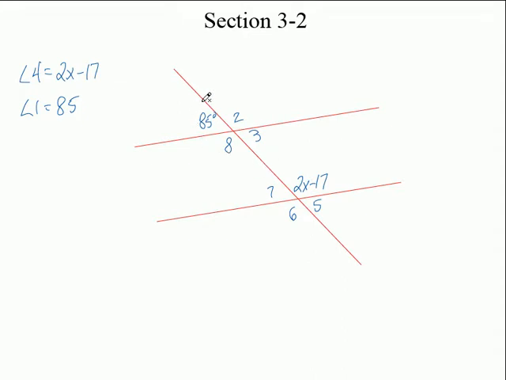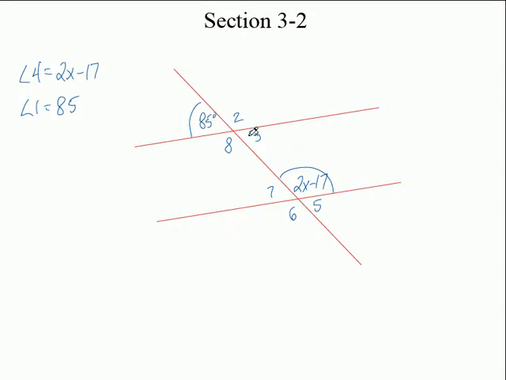Now, if you look at it, it's kind of easy. What kind of angle is 85 degrees? It's acute. What kind of angle is this 2x minus 17? Obtuse. Okay, so they're not equal to each other, are they? What must they be then? Must be supplementary.